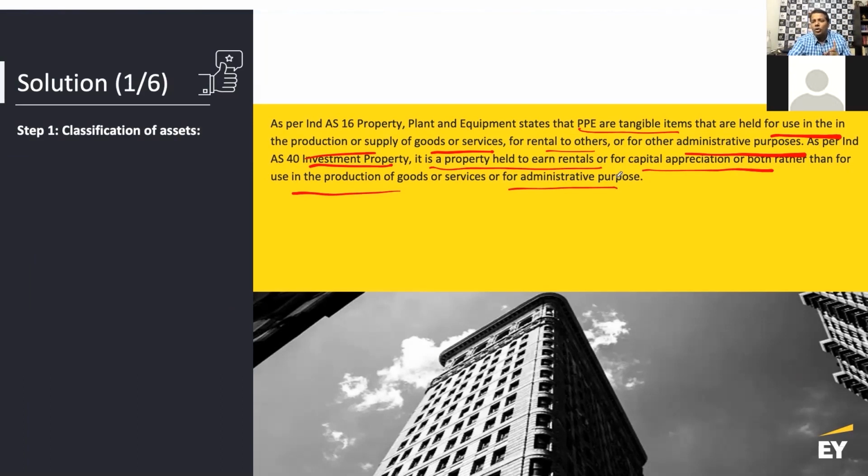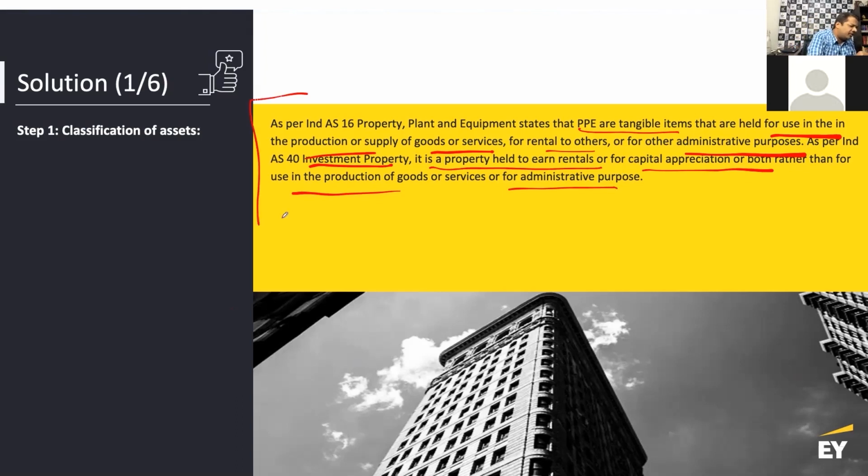Ind AS 40 only covers land and building. The scope of Ind AS 40 is only land and building. It doesn't cover, for example, plant and machinery or furniture and fixtures. So if there's plant and machinery which you're letting out, it is still covered under Ind AS 16. But if it is land or building whose purpose is to rent out or for capital appreciation, then it comes under Ind AS 40. That's the important distinction.